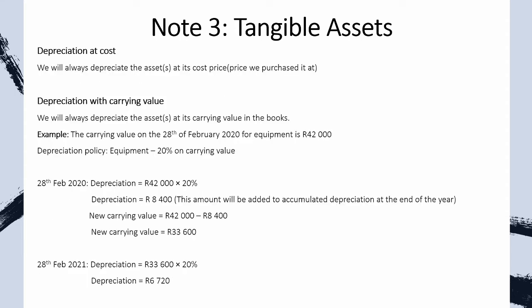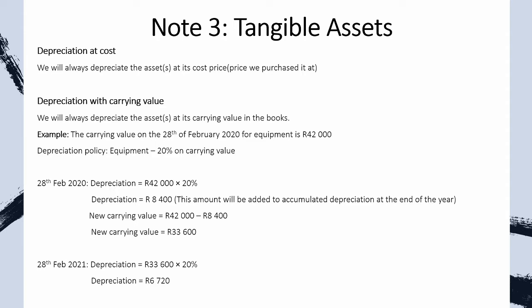Depreciation at cost. Some of you get confused between depreciation at cost and depreciation on carrying value. So let's talk about it. We will always depreciate the asset at its cost price. This is the price that we purchased it at. No matter how many years we've had it for, we will always calculate depreciation using the price that we bought this asset for.